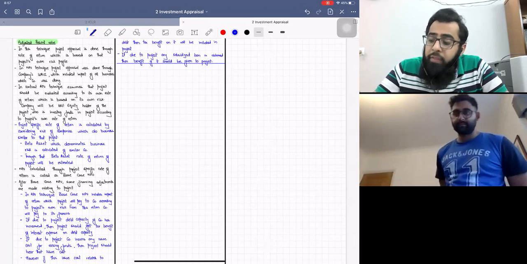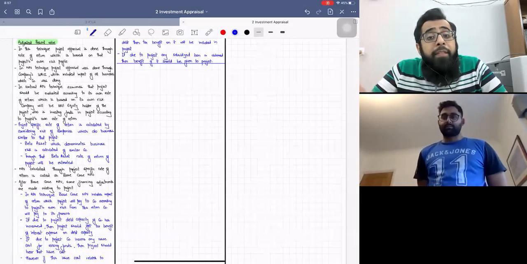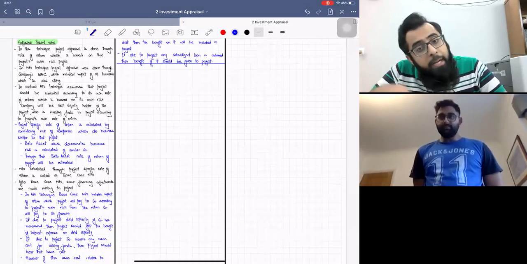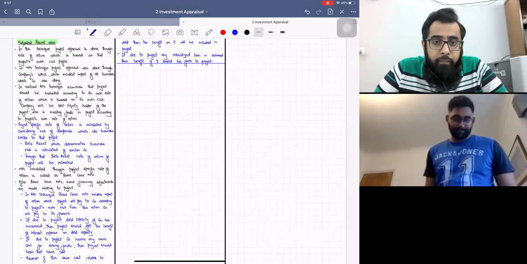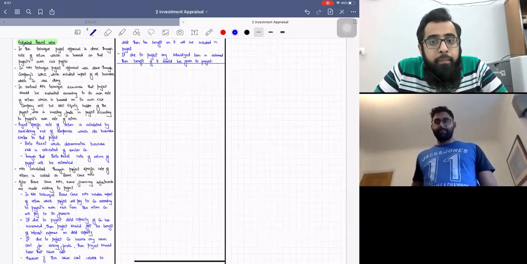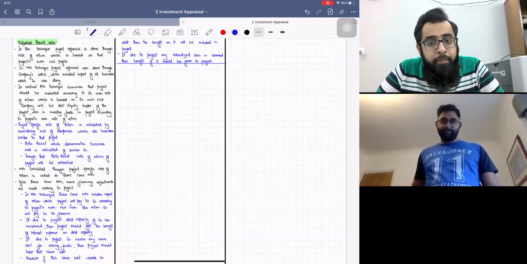And if the project is in any area where the government is giving subsidized loans, then that benefit should also be given to the project. Now let's look at questions so that you will have more clarity.